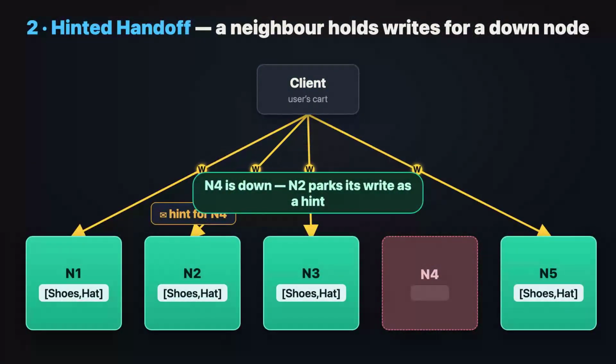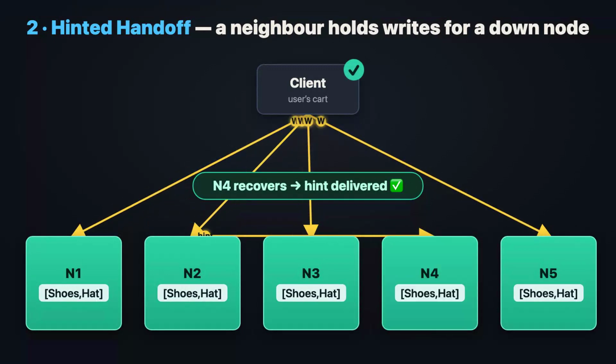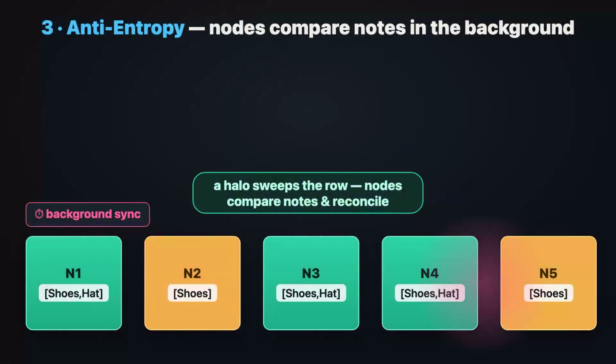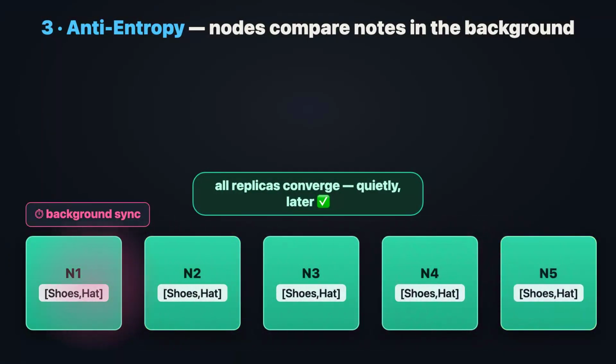While a node is down, a healthy node temporarily holds its writes and delivers them once it recovers, like a neighbor signing for your package and giving it to you once you're back home. Third, anti-entropy, a background process where nodes compare with each other and sync up whatever they missed, quietly and later.